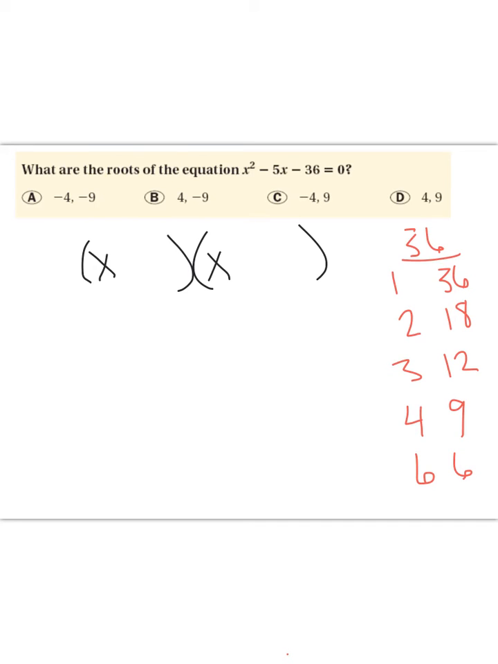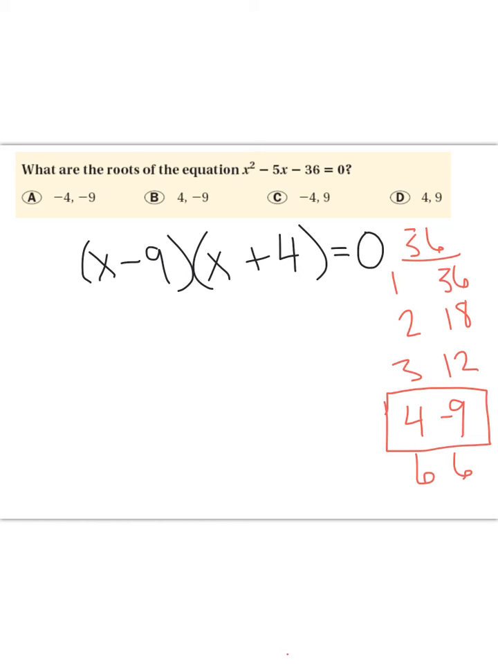Keep in mind that we want a negative 36, so one of our pairs has to be a negative number, and we want negative 5. So I'm thinking it's going to be this pair since there is a difference of 5 between 4 and 9. So now I need to decide, is the 4 negative or is the 9 negative? Well, I want the 9 to be negative because a negative 9 plus 4 gives me negative 5. So now I know I'll have x minus 9 and x plus 4.